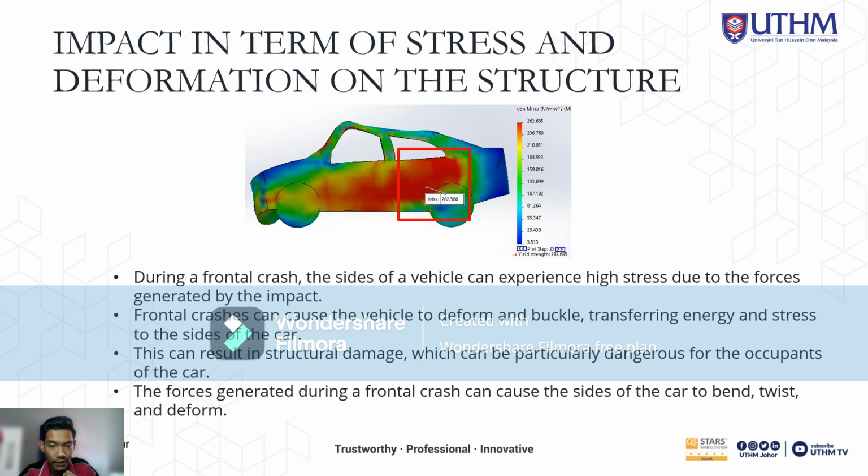The amount of stress experienced by the side of the car depends on the speed and angle of the collision, as well as the stiffness and strength of the material used in the car's construction. The sides of the car are particularly vulnerable to stress during a frontal crash because they are less reinforced than the front and rear of the car. In many cars, the sides are made of thinner sheet metal and have fewer structural components to absorb the energy from a frontal impact.